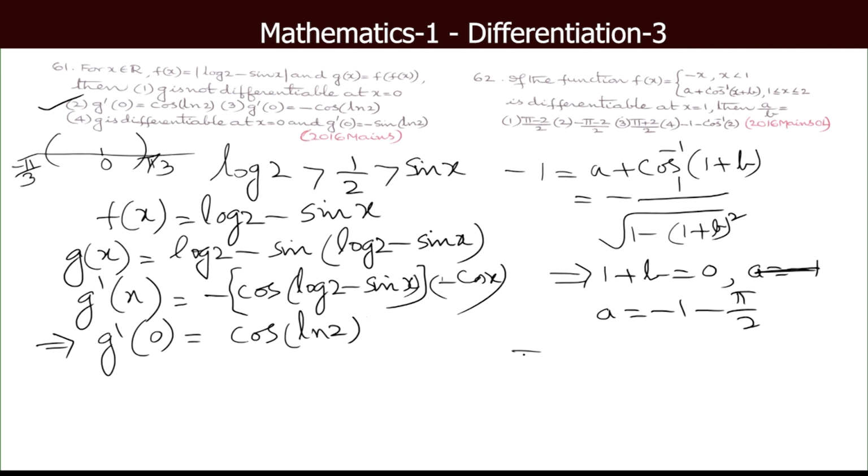So, what is a by b? 1 plus pi by 2, that is minus 1 minus pi by 2 by minus 1. So, 1 plus pi by 2, which is equal to pi plus 2 by 2.